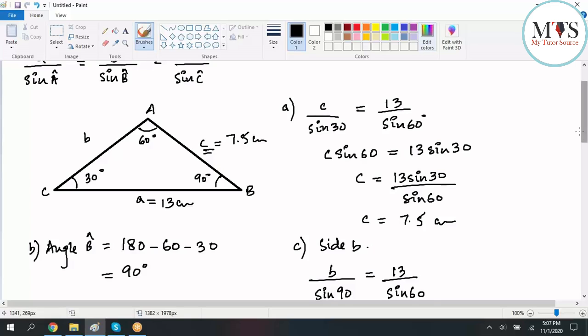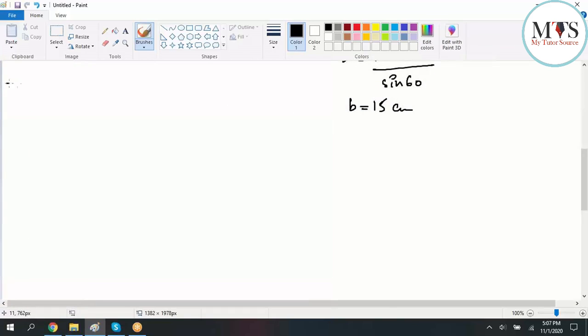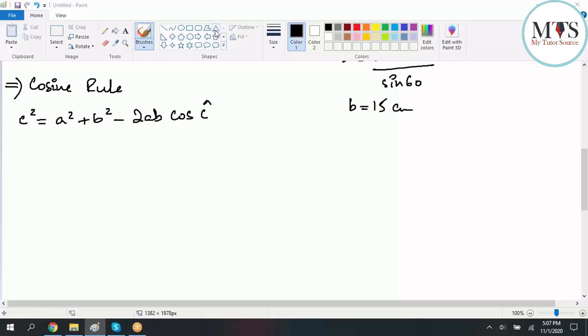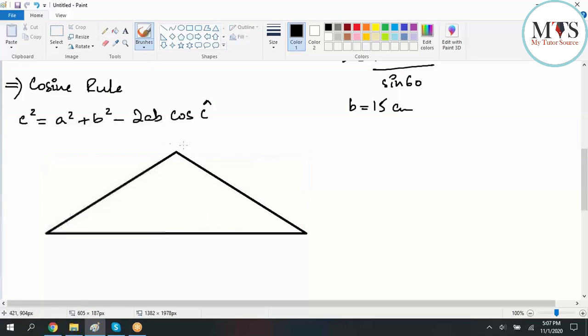Now let's move on to the cosine rule. The first thing is the formula for the cosine rule: c squared equals a squared plus b squared minus 2ab cos angle C. This formula is with respect to this triangle. So once again, point A, point B, point C, these are the lengths. And now you apply the cosine rule when you're given one angle.